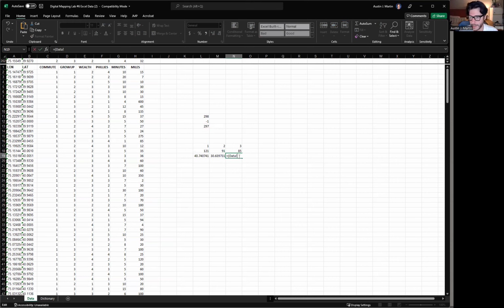Let's do that again. 85. I'm not sure why it's coming out that way. Let's start over here. Equals sign, parentheses, 85 divided by 297 total respondents, times 100 to get that percentage.